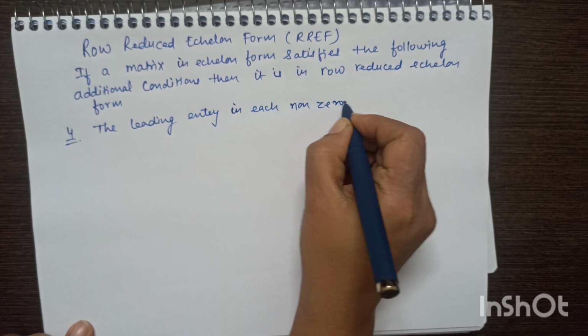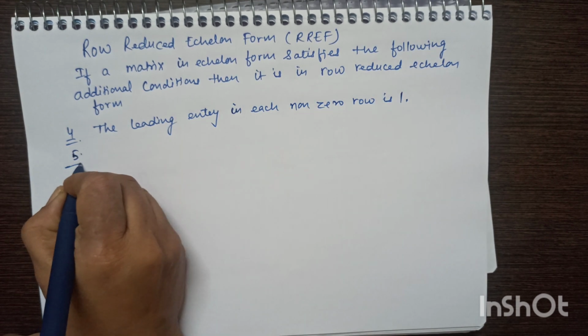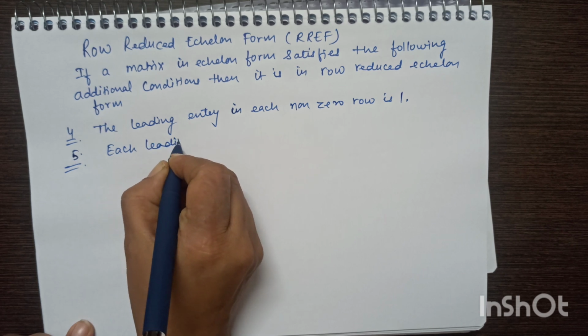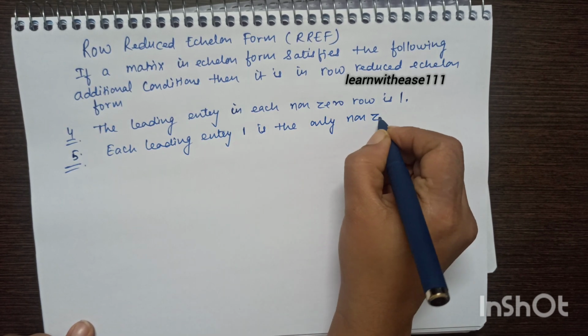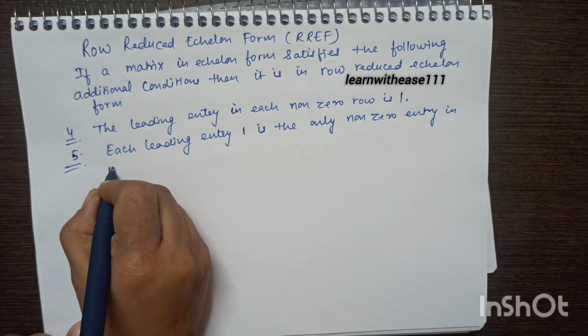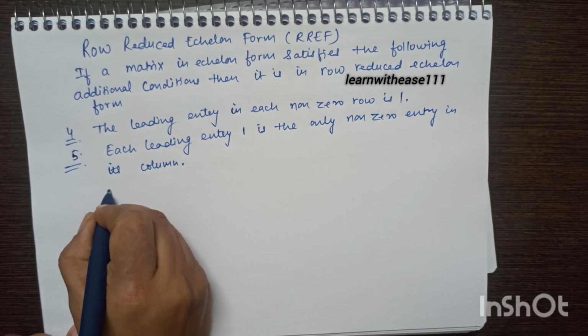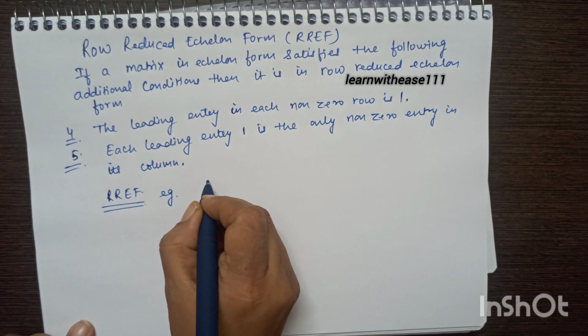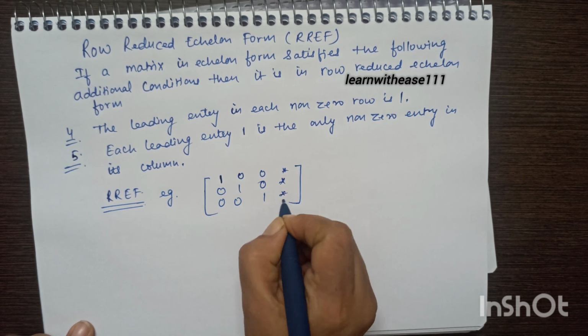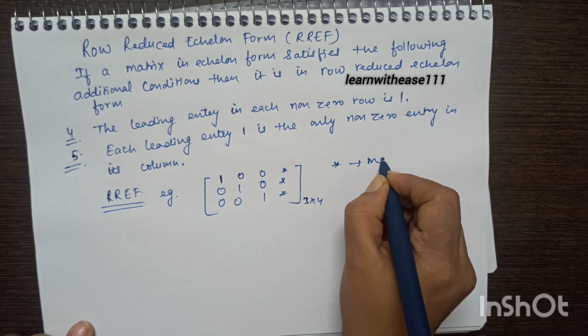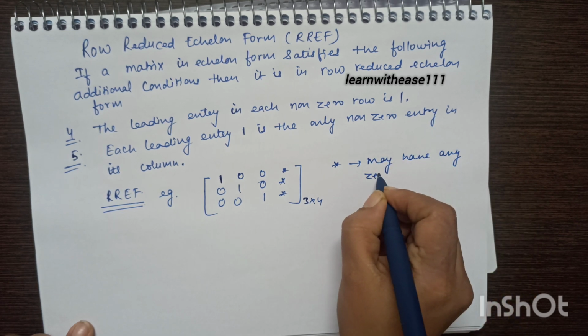The first one is the leading entry in each non-zero row is 1. The second one is each leading entry 1 is the only non-zero entry in its column. Means the leading entry which you achieved in Echelon form would preferably be 1 in row reduced Echelon form, and all the elements above and below the leading entry should be 0.